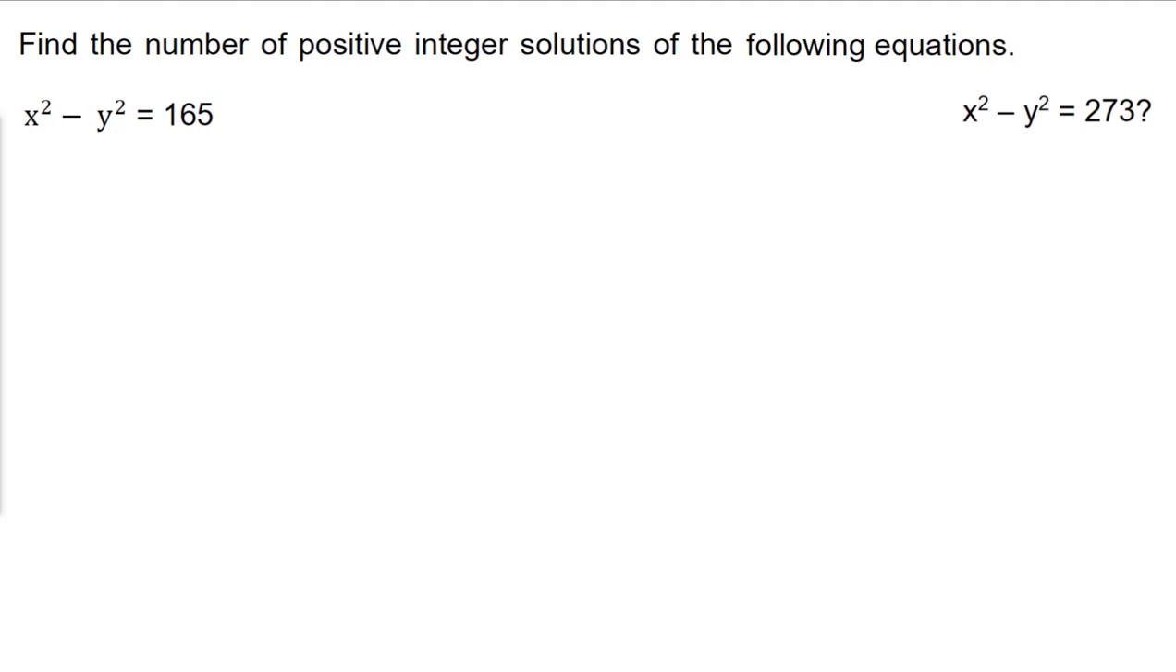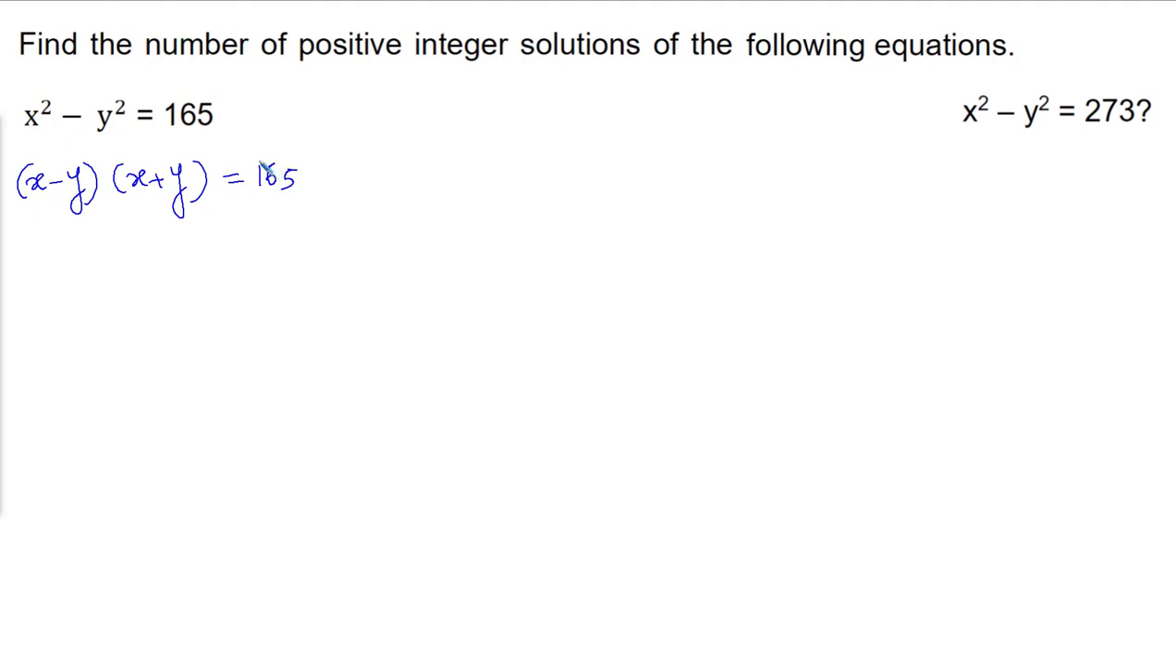We are supposed to find which kind of integral solutions? We want positive integral solutions. Okay everyone, the first step is factorization, and over here the factorization is a very easy task, because x square minus y square we can express as (x minus y) into (x plus y) is equal to 165. So we're done with the factorization here.